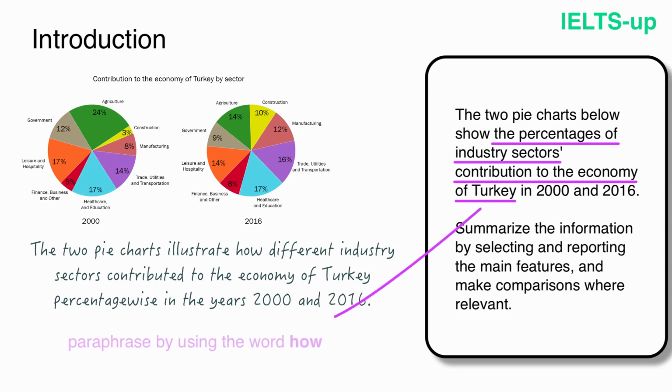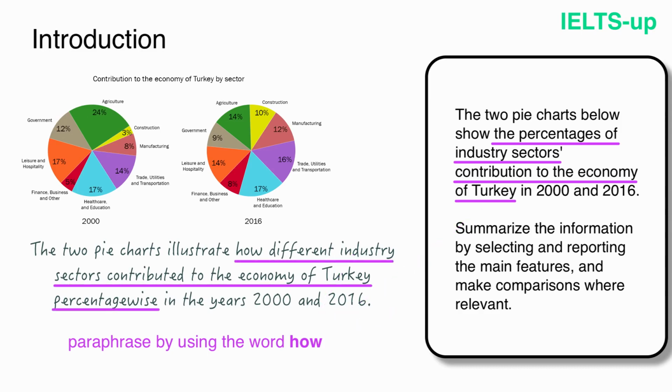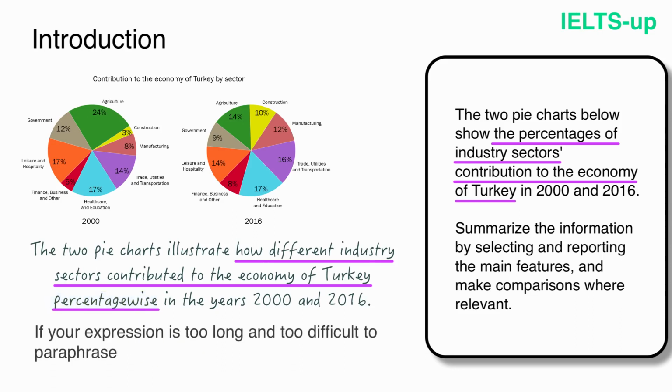I decided to paraphrase it by using the word how. And that's what I've got. How different industry sectors contributed to the economy of Turkey percentage-wise. The word percentage-wise means in terms of percentages. You can see that I used a very nice technique. If your expression is too long and too difficult to paraphrase, you can just use the word how.